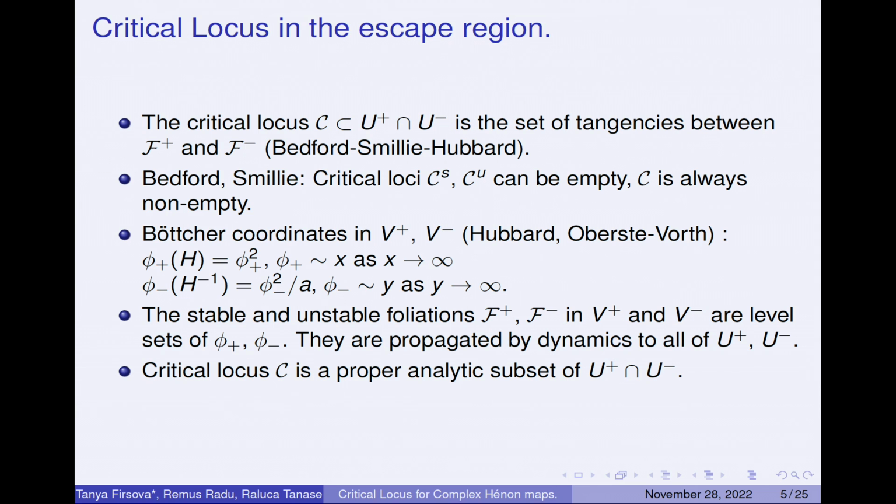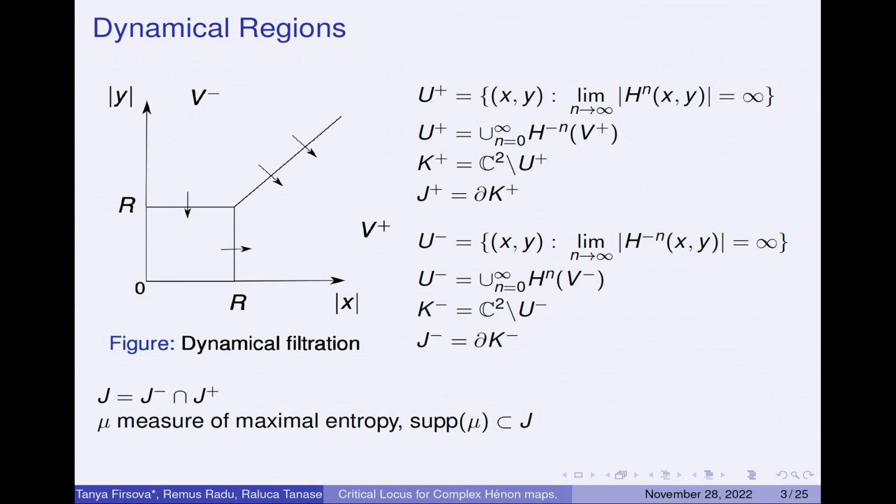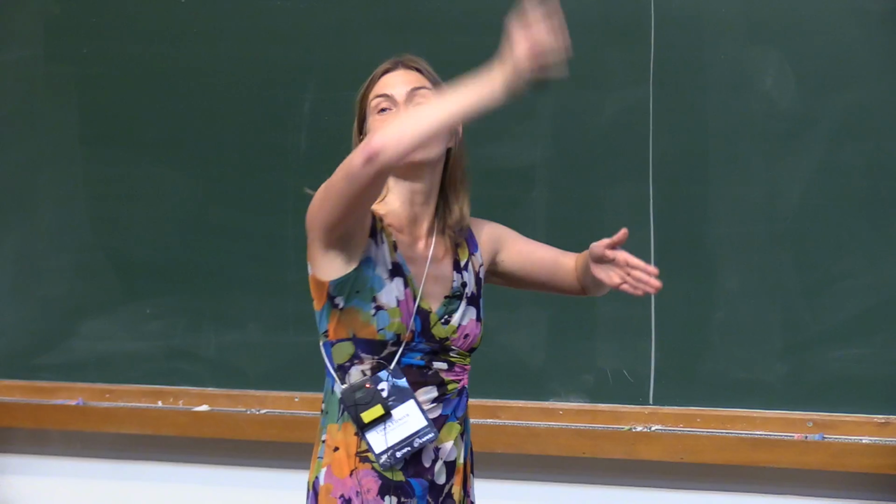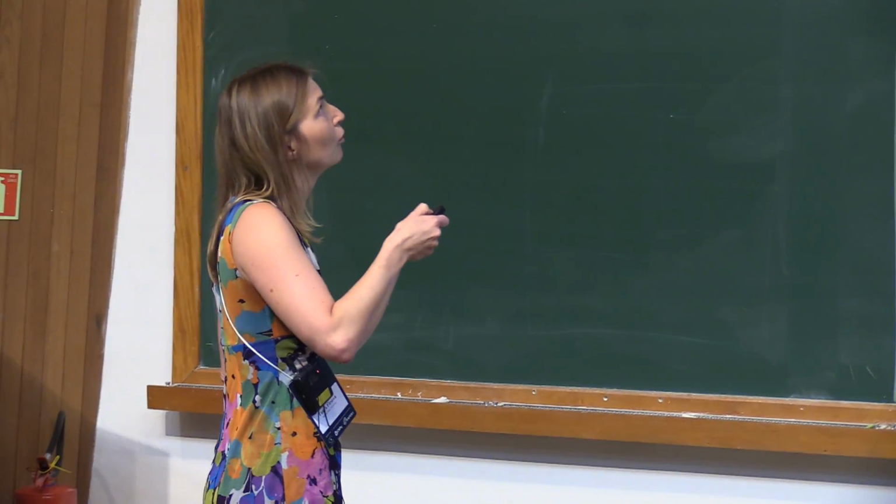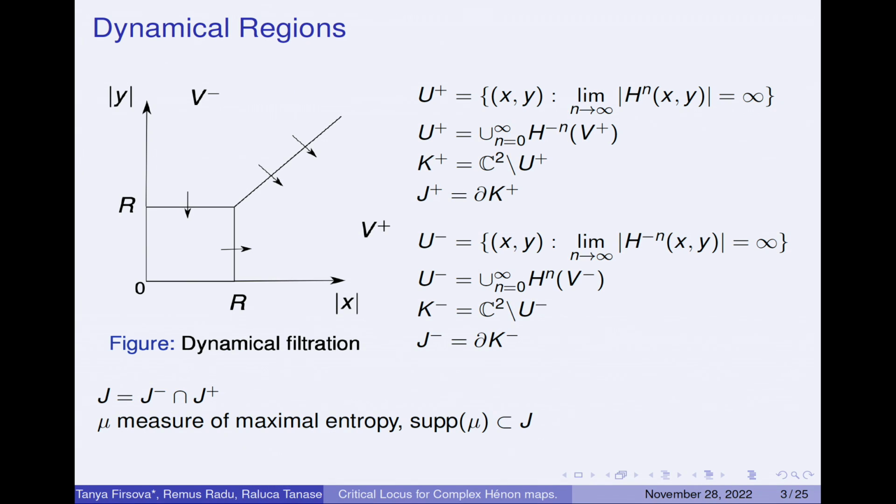If we go back to the dynamical filtration, on V+ and on V-, there are virtual coordinates that semi-conjugate dynamics. Let's say on V+, its dynamics is semi-conjugate to z goes to z squared. And this virtual coordinate in this case is a function from C2 to C. So there are level sets. At infinity, the virtual coordinate behaves like x. So the level sets, you should think about them as being vertical at infinity. And similarly, for the second virtual coordinate, the level sets are horizontal.